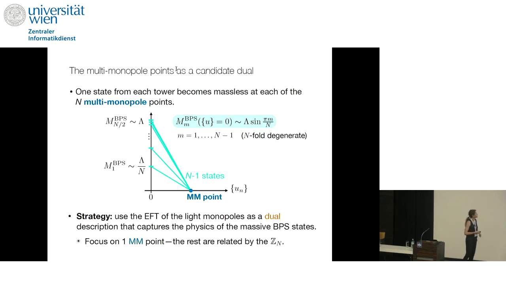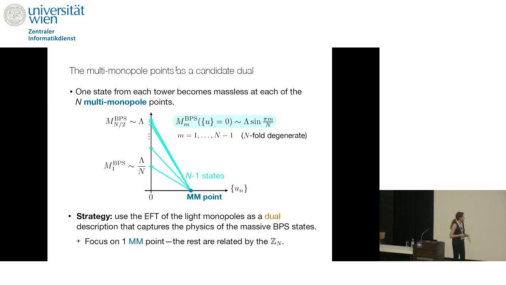And in particular, this minimum we've described at the origin of moduli space is not going to be reliable above this cutoff. However, we have a very important piece of information, which is that, in fact, one state from each of these N-1 towers comes down and becomes massless exactly at each of the N multi-monopole points. So at these points, these are the N-1 light dyons participating in the effective physics. And this suggests the following strategy, that we use the effective field theory that describes the dynamics of these light monopoles as a dual description to capture the physics of these massive BPS states at the origin that we know we're going to encounter as we dial up the supersymmetry breaking scale.